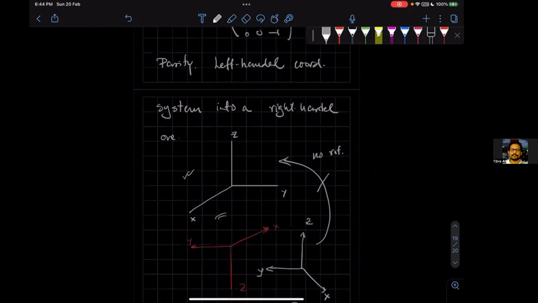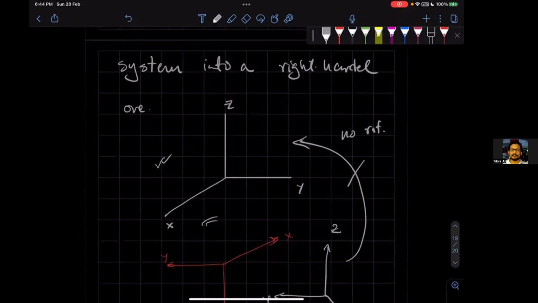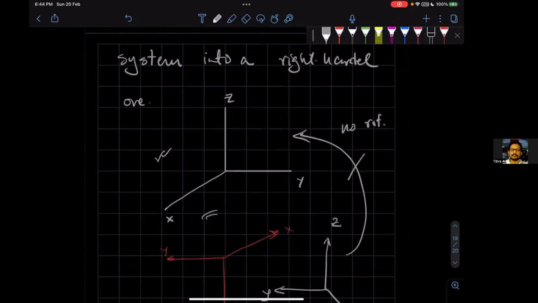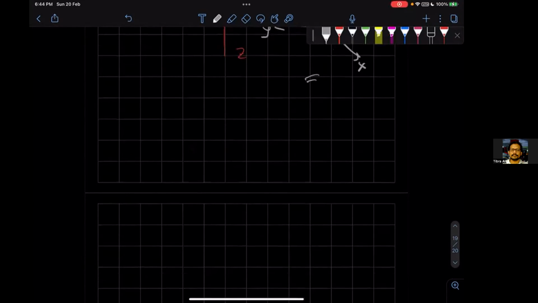And such elements of O3 are discrete transformations. They cannot be written as rotations. Okay, that's comment number 2. I want to discuss this in more detail down the line. But if you have any questions, I can entertain them.